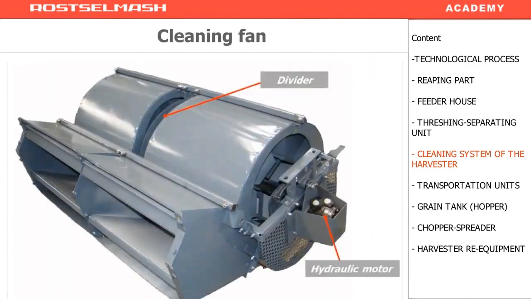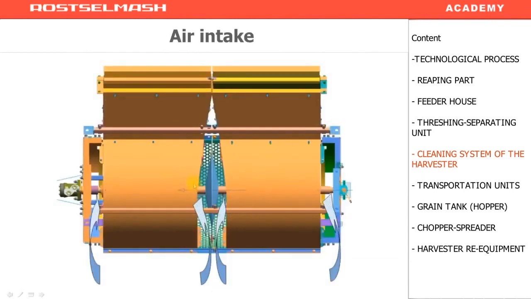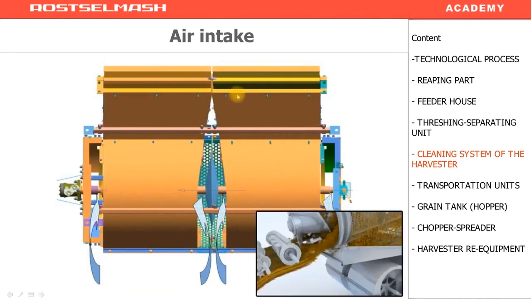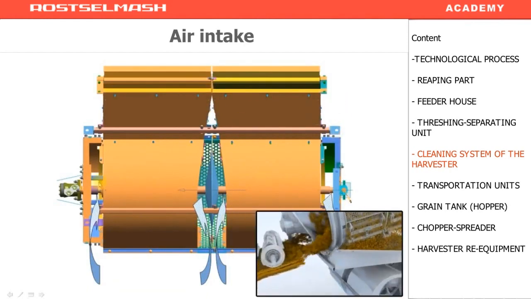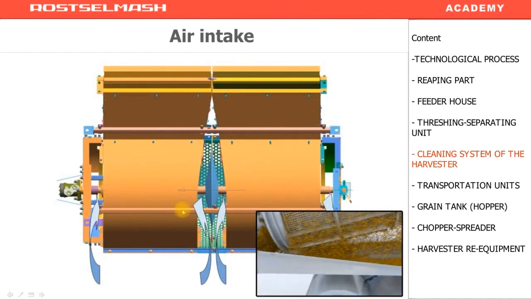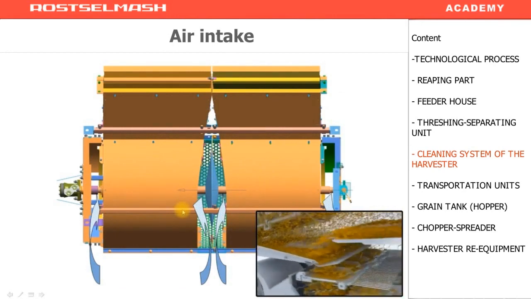The cleaning fan has got two sections. The separator is located in the middle, so the air intake is performed in the middle and on the sides. It is driven by the hydro motor. This picture shows the air intake process. The only adjustment that the cleaning fan has is the adjustment of its RPM.